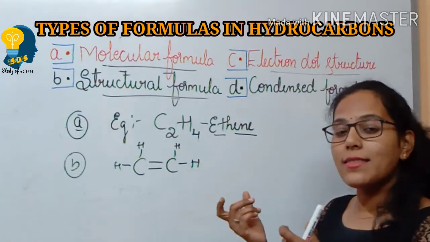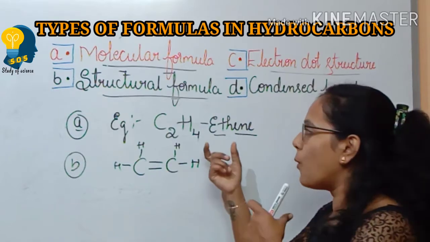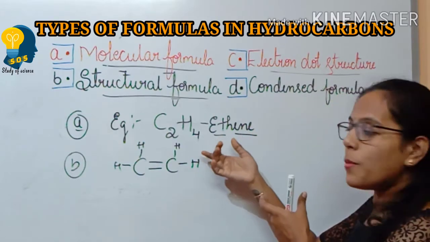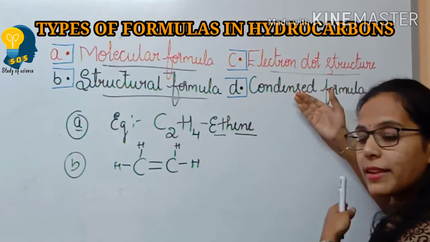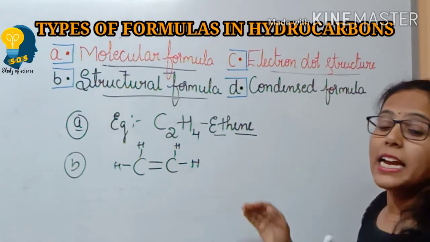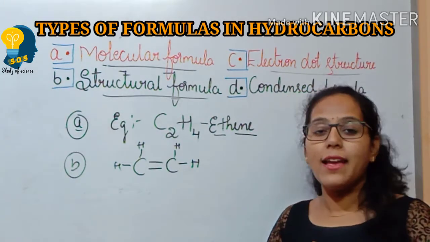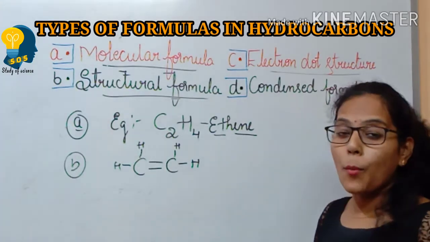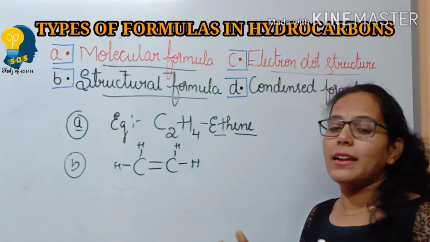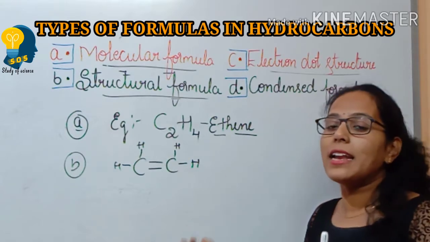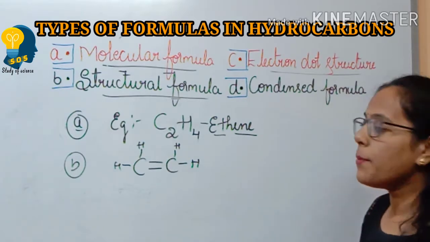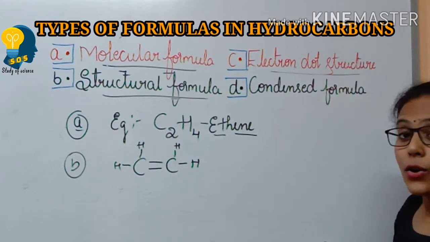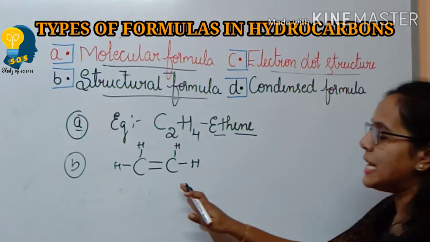I have taken one single example because if I go on writing the molecular formula, structural formula and the next types of formulas for ethene, it will be easy for you to understand, and you can also apply the same thing for the next ones. It may be propene, butene, or some other, like alkyne, that is ethyne, propyne, anything else. Okay. Now let us write the electron dot structural formula for ethene.